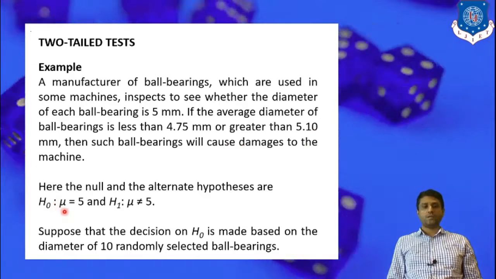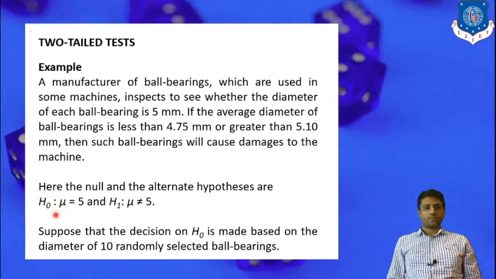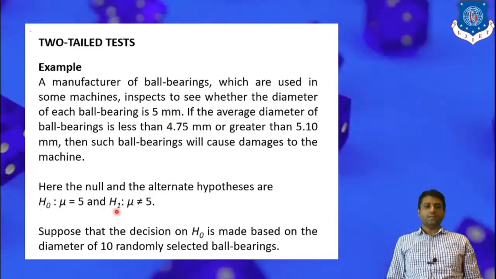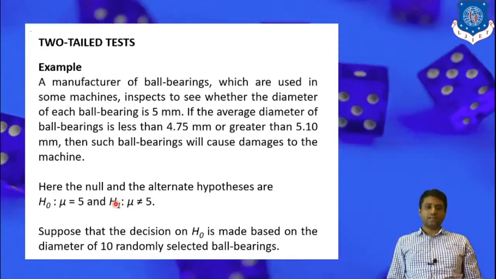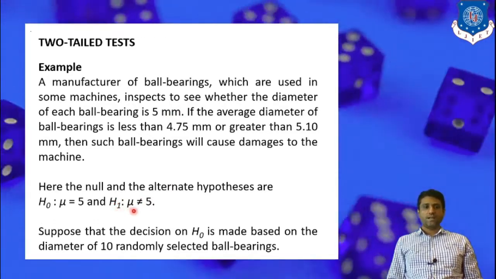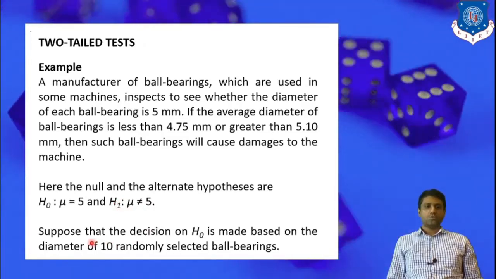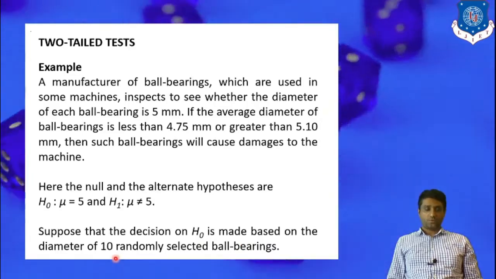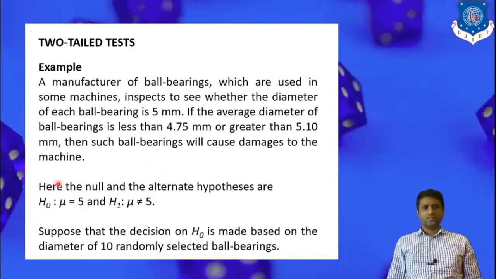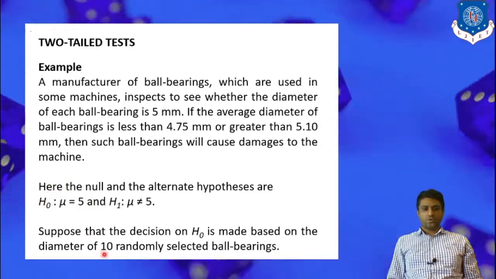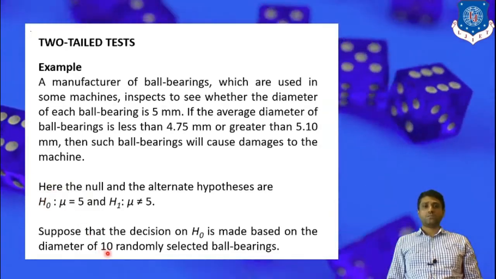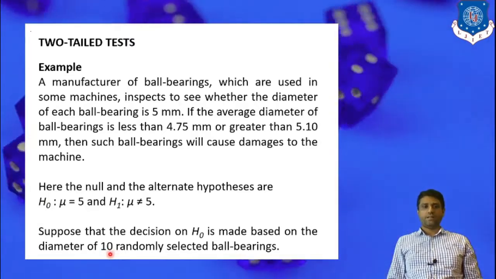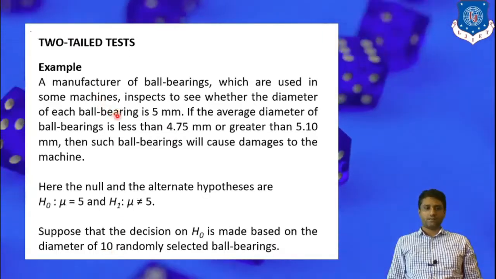So here we assume the null hypothesis H0, that is mu equal to 5, that is 5 mm diameter. The alternative hypothesis H1 is that mu is not equal to 5. Suppose that the decision on H0 is made based on the diameter. Whenever we have to check whether this null hypothesis is accepted or rejected, we should take some sample. So we consider randomly 10 sample data, that is, 10 ball bearings.